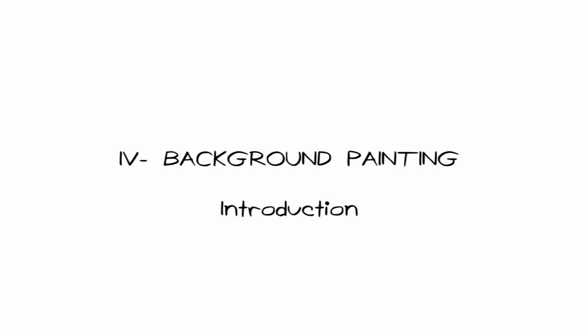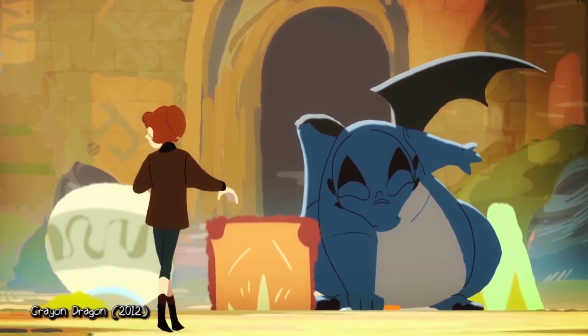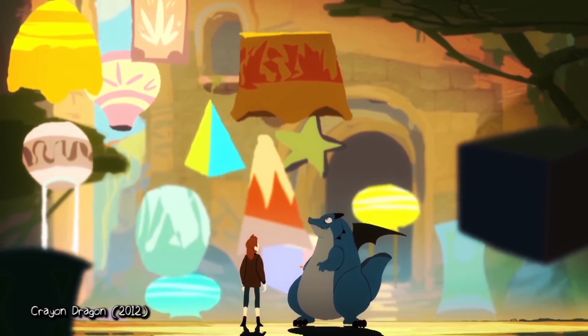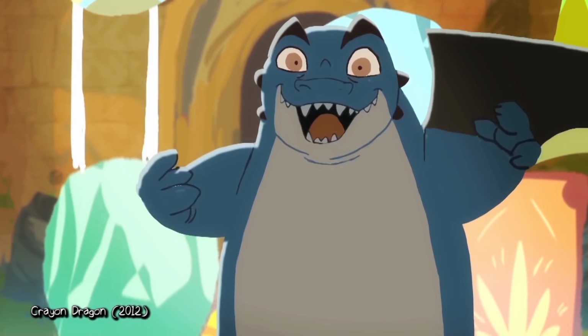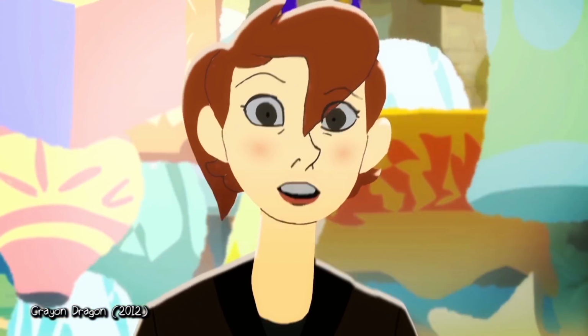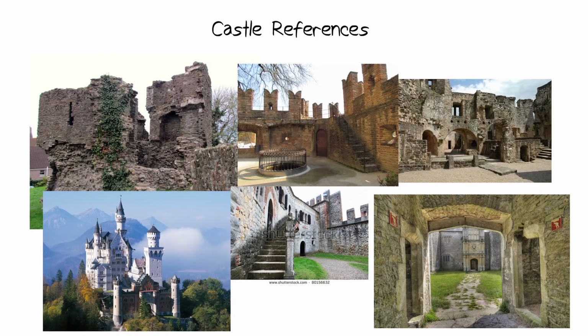Before we start painting the background, I'd like to address that Crayon Dragon is set in a fantasy medieval world, in a castle basically. Here are my original boards I did back in 2011 for the original film. As you can see, most of the scenes take place within the external parts of the castle, not within the castle, so you'll get shots in the courtyard, on a balcony, just outside a building. But the shot we're working on actually takes place in the courtyard, so perfect.